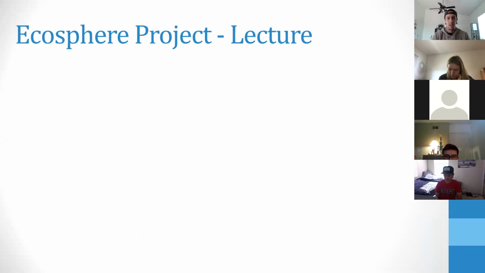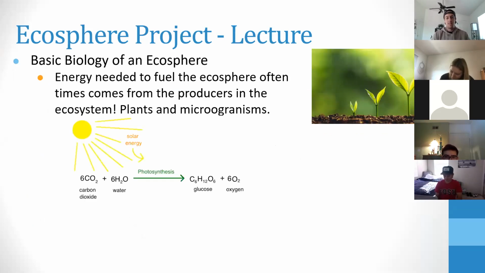All right. So this is the basic biology of an ecosphere. Now this is going to page 11 in your lab manual if you want to follow along. So ecospheres, ecosystems, they need energy to fuel themselves. Most of the energy comes from primary producers like plants or microorganisms.